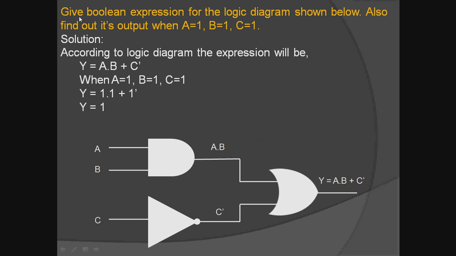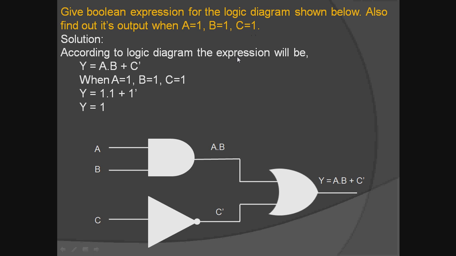Now here we have a Boolean expression for this logic diagram, which is shown here like this. So in the diagram this is not written: y equals a dot b plus c complement. But here what we have to do is find its output when a equals 1 and b equals 1.